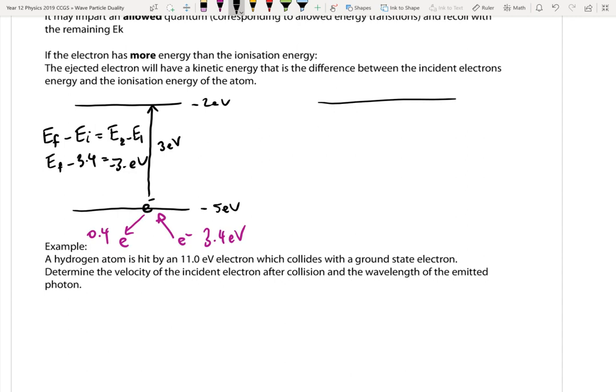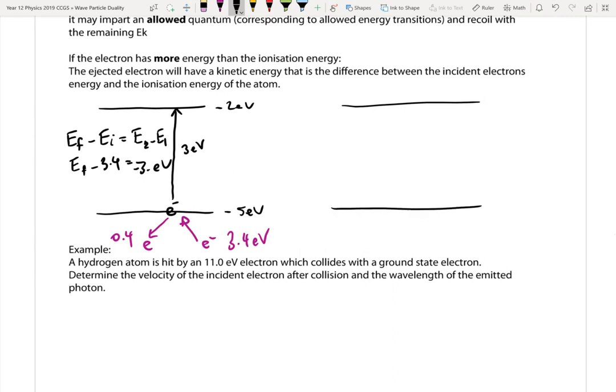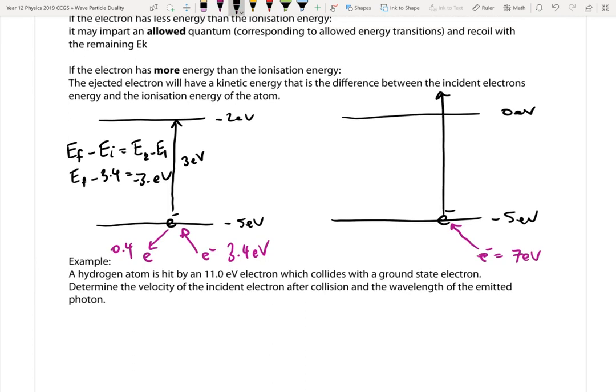Let's go back now to this same negative 5 electron sitting there minding his own business. And in comes an electron that has more energy. Let's go a nice 7 EV incident electron. Strikes it. This guy, let's say that he travels off with EK equal to 1 EV. Okay?